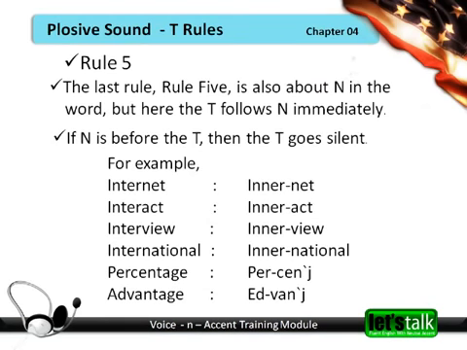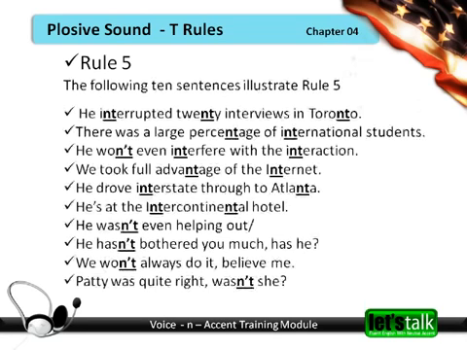The last rule, Rule 5, is also about N, in the word, but here the T follows N immediately. If N is before the T, then the T goes silent. For example, internet, interact, interview, international, percentage, advantage. The following 10 sentences illustrate Rule 5.